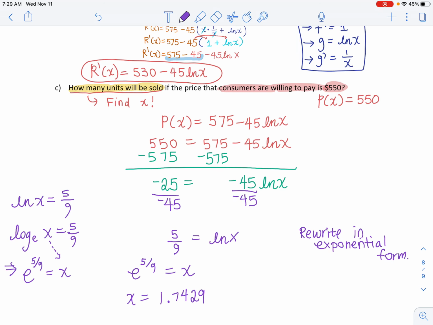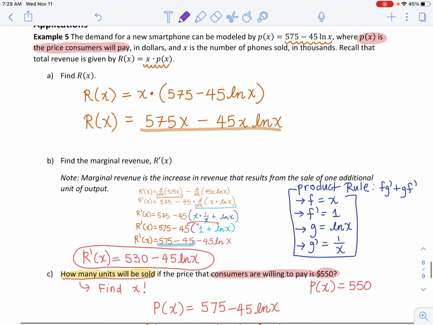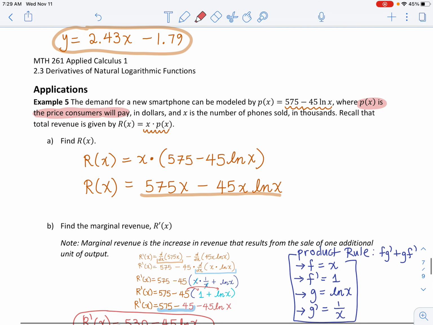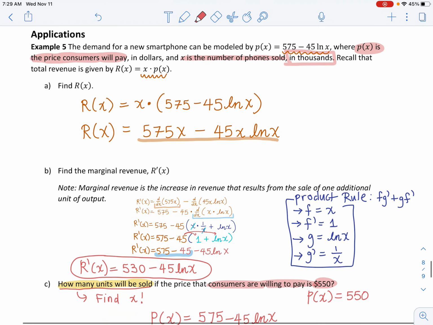But I'm sure they're not talking about selling 1.74294 phones. So was the unit just a single unit? Let me go up and see. Oh, here we go. X is the number of phones sold in thousands. So we're not talking about 1.7 phones. We're talking about that times 1,000.